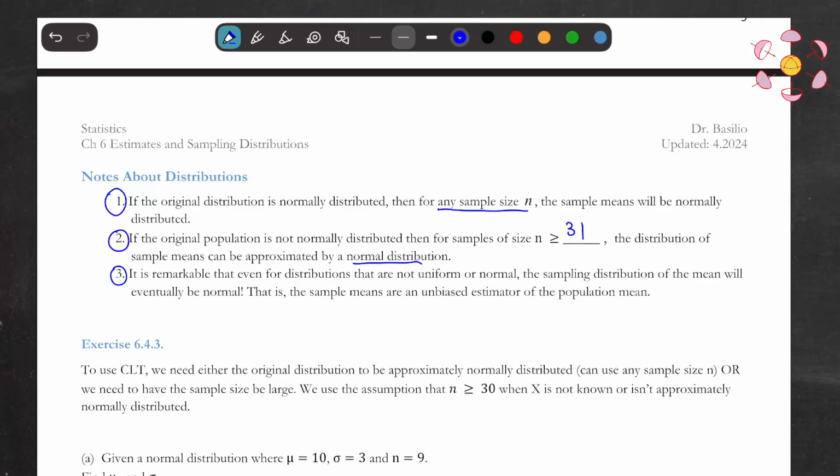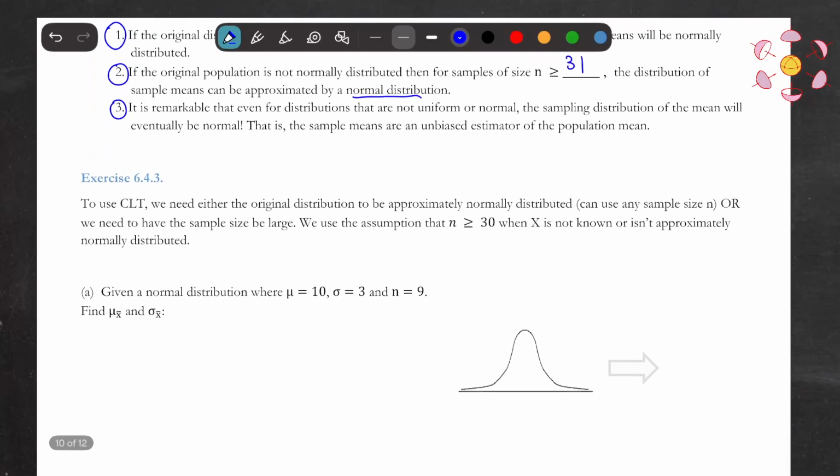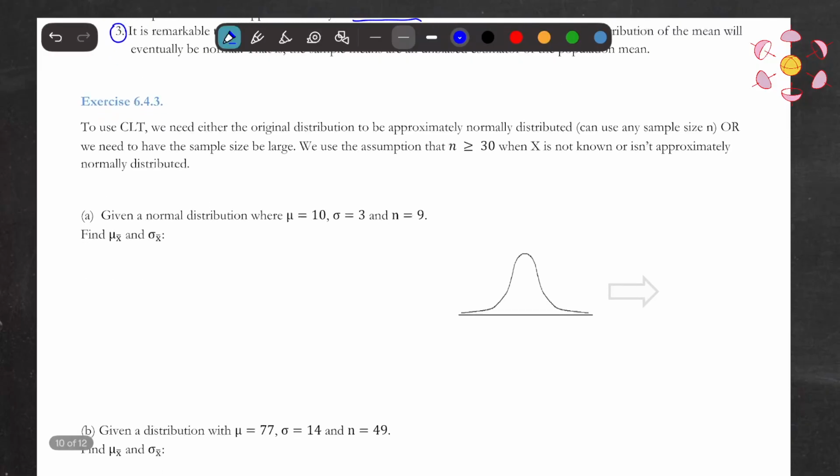Number three, I'm just saying, okay, as long as the samples are really large, the sampling distributions will eventually be normally distributed, and the sample means are an unbiased estimator of the population mean. So we've talked about that idea already, just wanted to emphasize it. Okay, now let's do some examples.